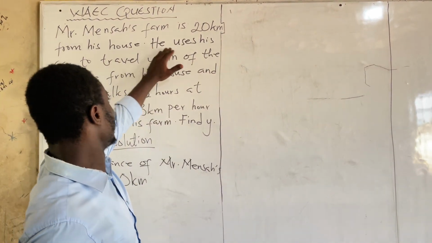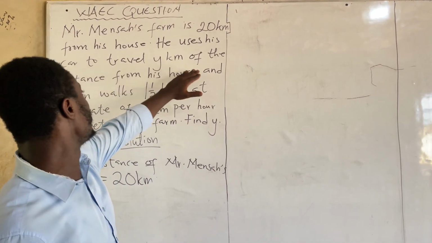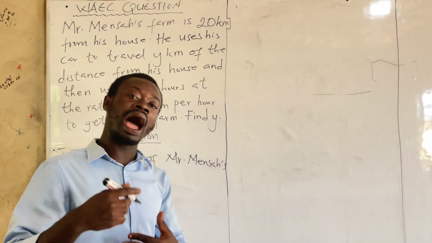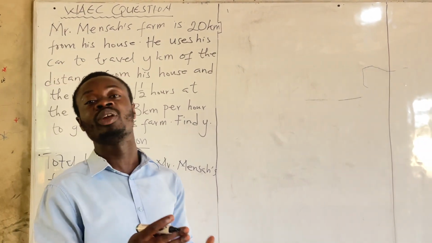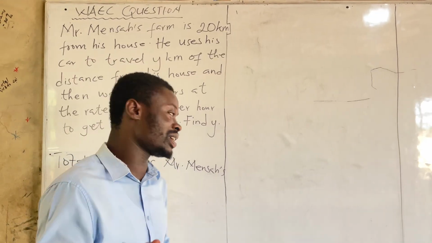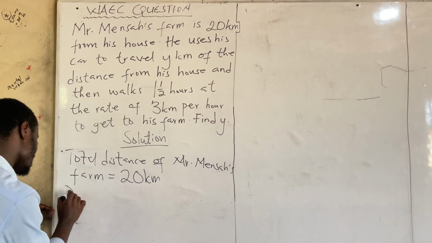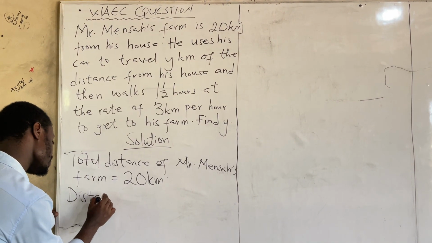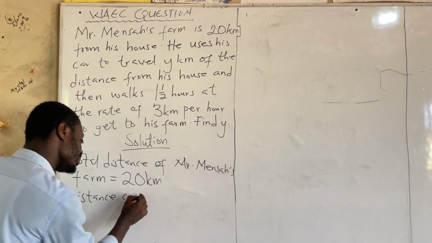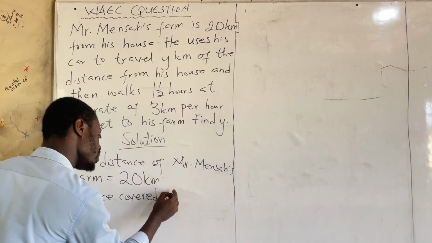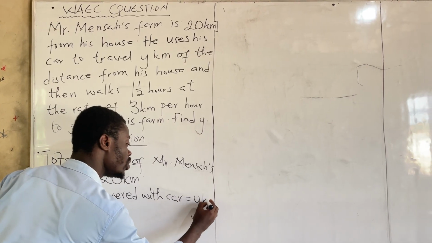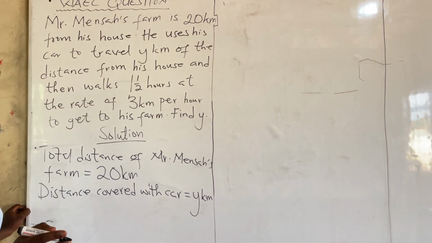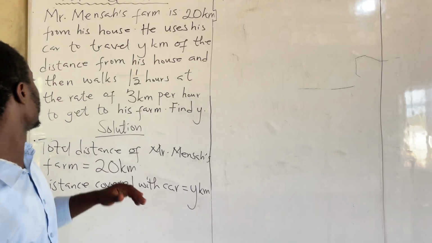He uses his car to travel y kilometers of the distance. So out of the 20 kilometers, he uses his car to travel y kilometers of the distance. We do not know y, so let's write it: distance covered with car equals y kilometers. So the distance covered with car is y kilometers. Okay, let's continue.